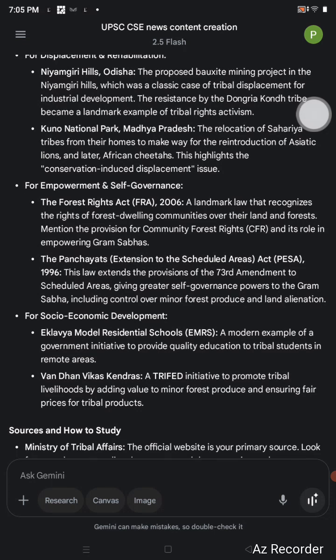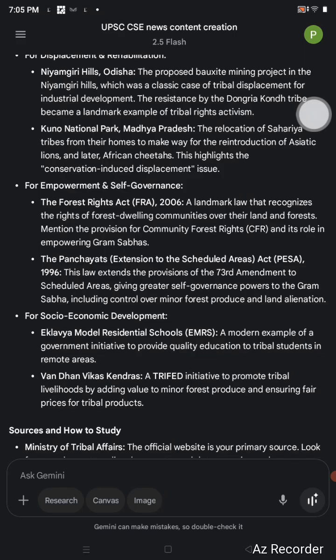For empowerment and self-governance, there was the Forest Rights Act 2006, a landmark law that recognized the rights of forest-dwelling communities over their land and forest. They can claim their rights as well. Mention the provision for community forest rights and its role in empowering Gram Sabhas.